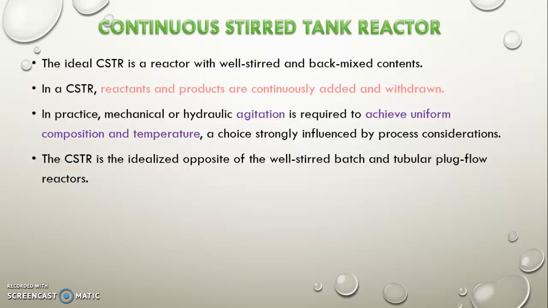Okay, we will look at the second reactor, which is CSTR. The ideal CSTR is a reactor with well-stirred and back mixed contents. In a CSTR, reactant and product are continuously added and withdrawn. In practice, mechanical or hydraulic agitation is required to achieve uniform composition and temperature, a choice strongly influenced by process consideration. The CSTR is the idealized opposite of the well-stirred batch and tubular plug flow reactor.